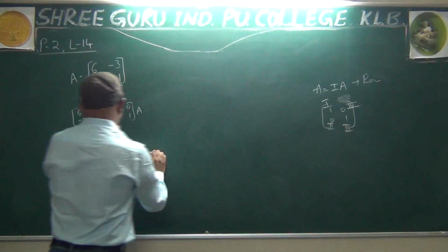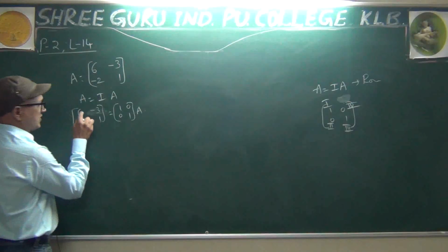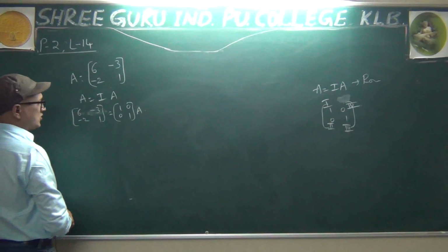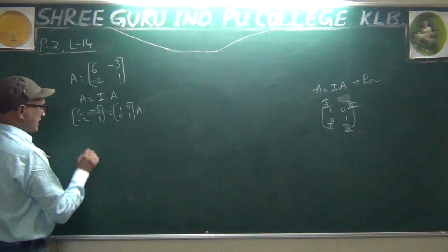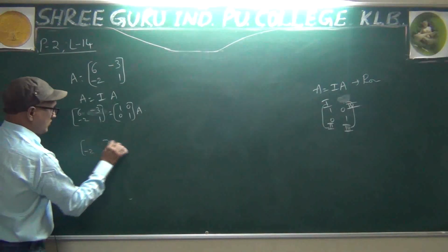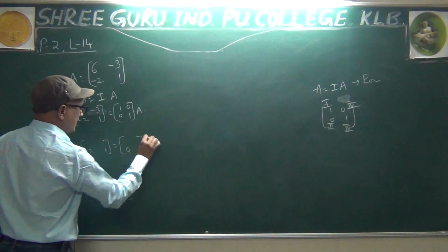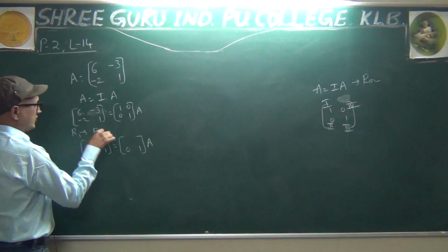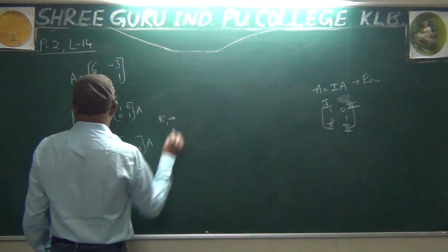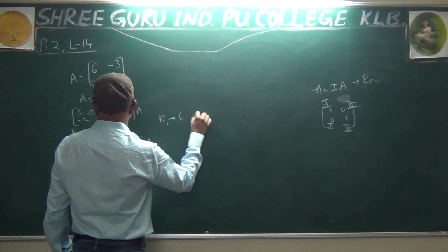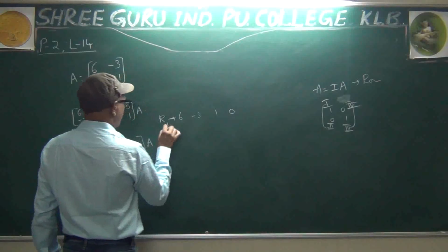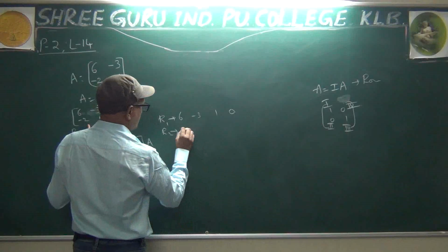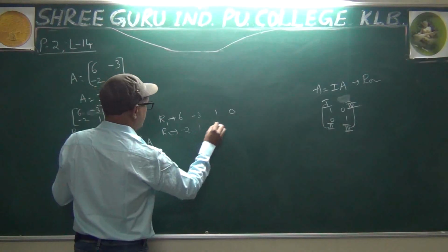Am I right? First of all, we want to get 1 here, in the first row. Nothing happens to the second row. First row we are changing: 6, -3, 1, 0. Second row: -2, 1, 0, 1.